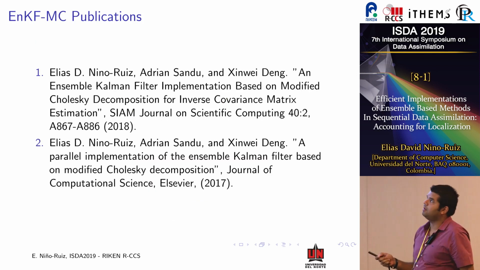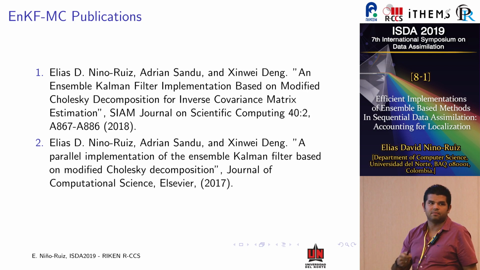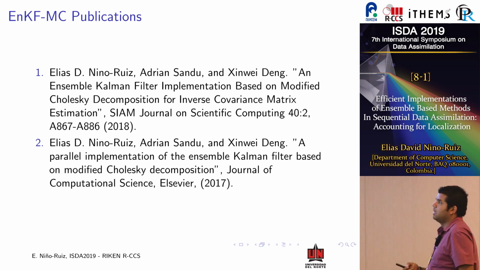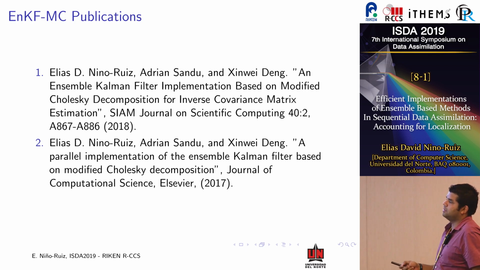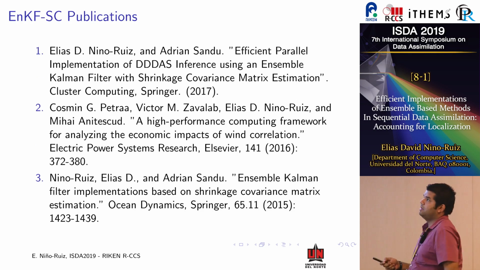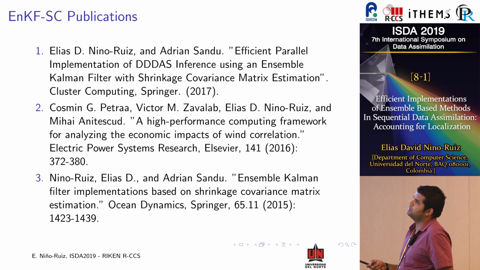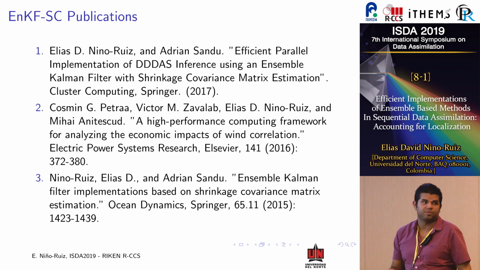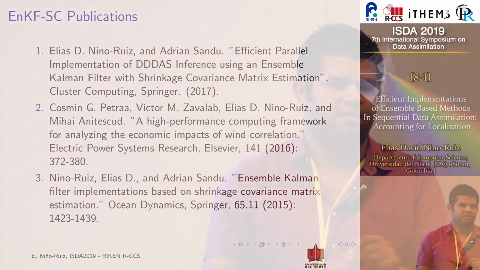The MC approach is published in the Journal of Scientific Computing. You can find there all the theory and also the statistical theory behind the approximation. The parallel approximation is shown in the Journal of Computational Science of Elsevier. The EnKF-SC is published in Cluster Computing, with the parallel implementation and also an application to economic impact wind correlation in Electric Power Systems Research of Elsevier. And you can find the theory, not the parallel, in the Ocean Dynamics journal of Springer. All the detailed results are shown in those publications. So thank you very much.